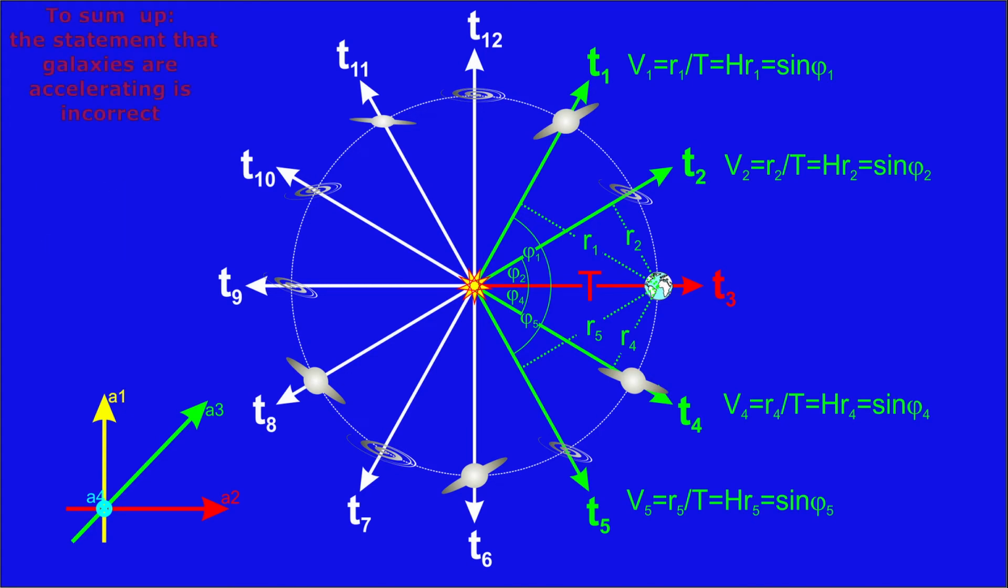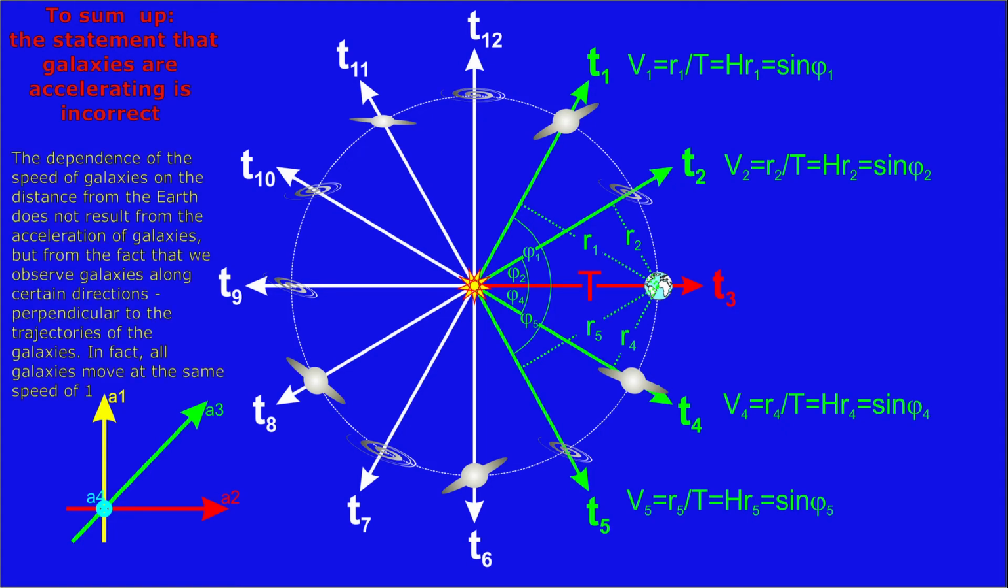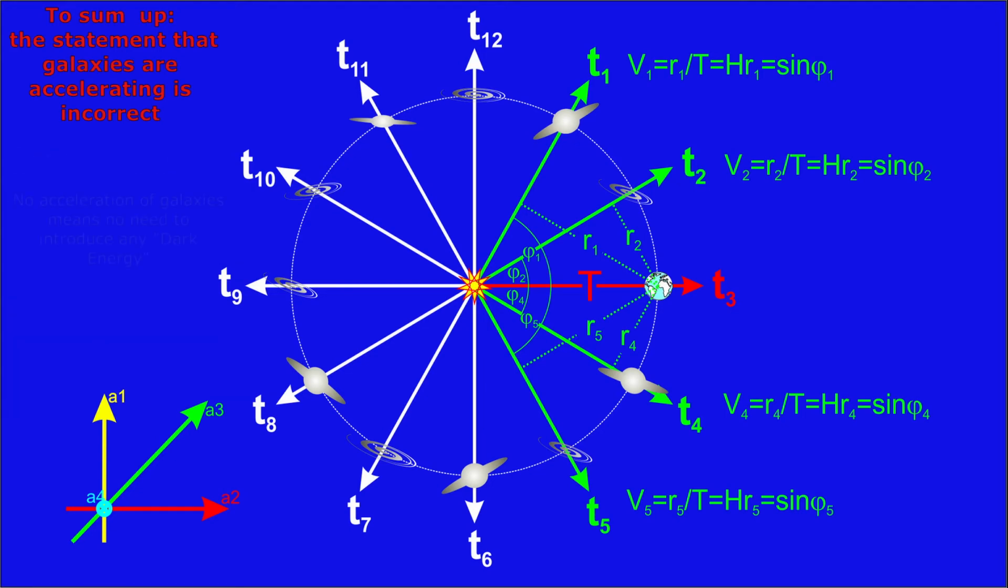To sum up, the statement that galaxies are accelerating is incorrect. The dependence of the speed of galaxies on the distance from the Earth does not result from the acceleration of galaxies, but from the fact that we observe galaxies along certain directions perpendicular to the trajectories of the galaxies. In fact, all galaxies move at the same speed of 1. No acceleration of galaxies means no need to introduce any dark energy.